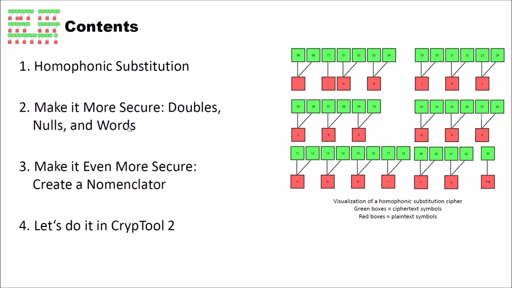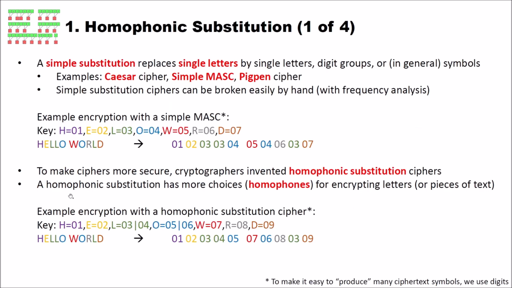Then we will make it even more secure by introducing what a nomenclator is. And finally, of course, we will do this in CrypTool 2. We will create our own homophonic substitution cipher. What is a homophonic substitution cipher? We first need to know what is a simple substitution cipher.